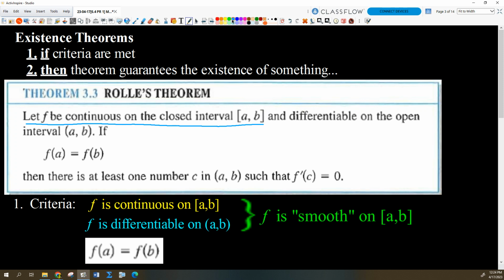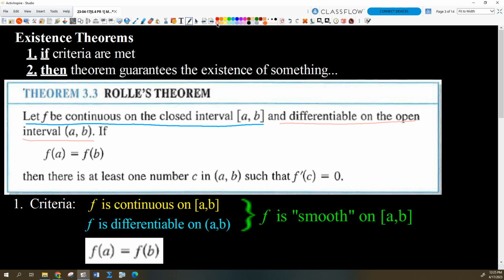How about the second part? And differentiable on the open interval. So between the endpoints, it's differentiable. What does that mean? It means that there are no sharp corners. And the other weird thing is there can be no vertical tangent lines, right? But the main thing is no sharp corners.